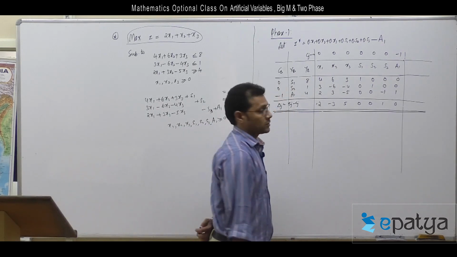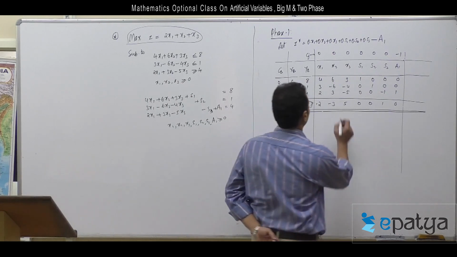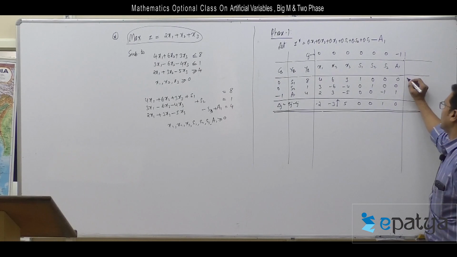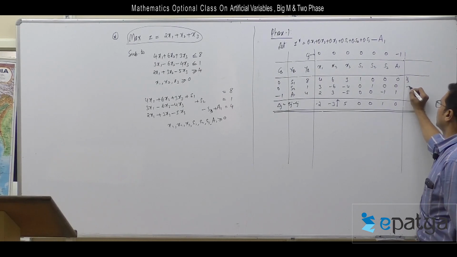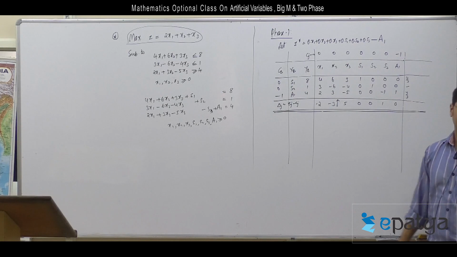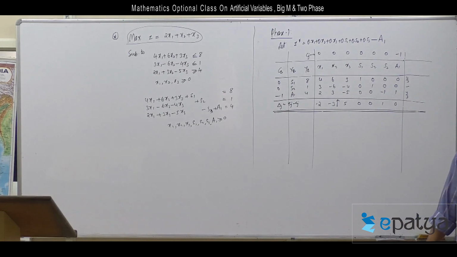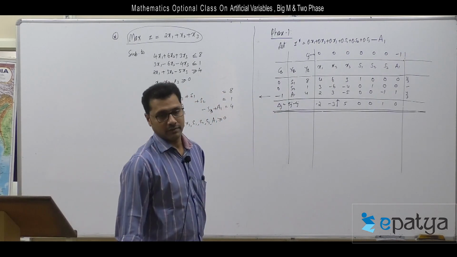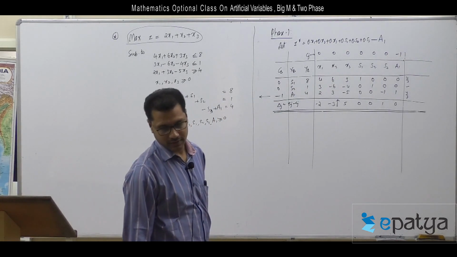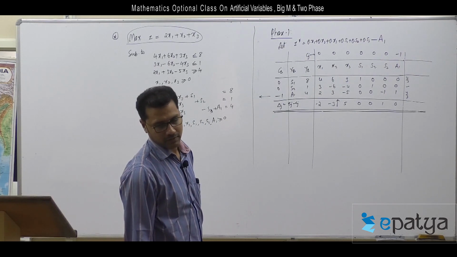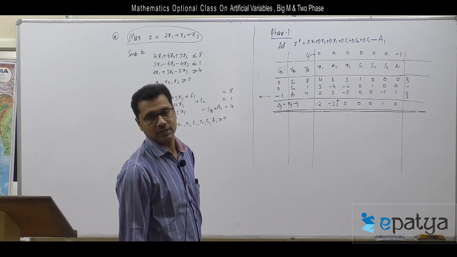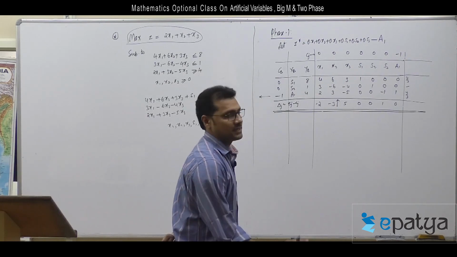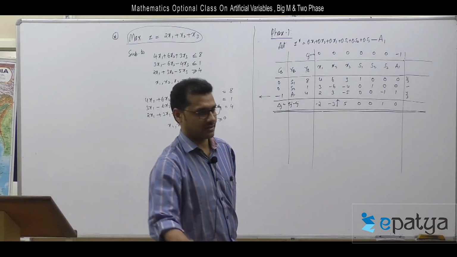Ratios first. Before that, what is the most negative net evaluation? Minus 3, corresponding variable x2 enters the basis. Ratios 4 by 3 and 4 by 3. Which one leaves the basis? A1. Question of degeneracy between A1 and S1. So A1 leaves the basis. Once it is leaving the basis, you got the answer.